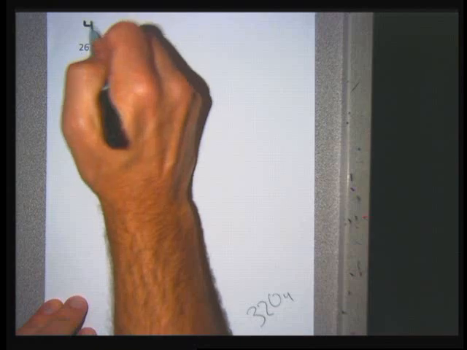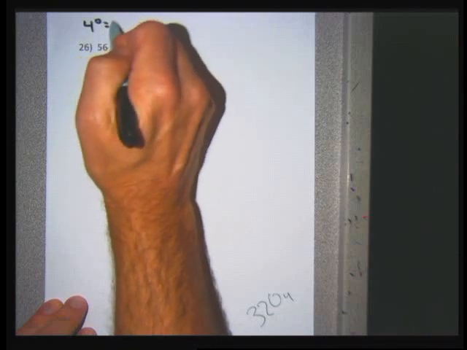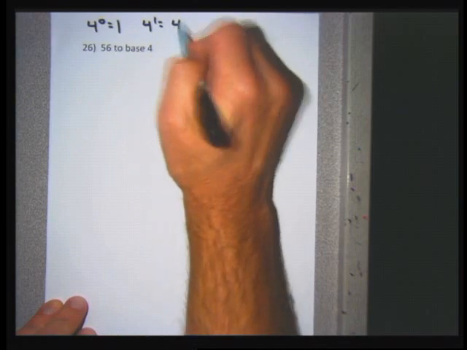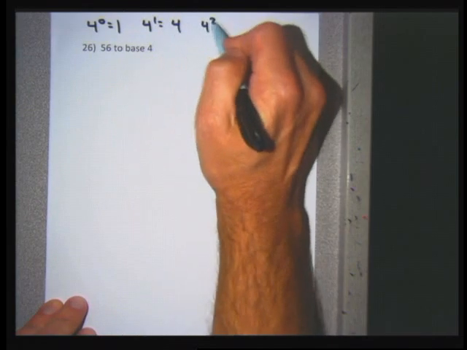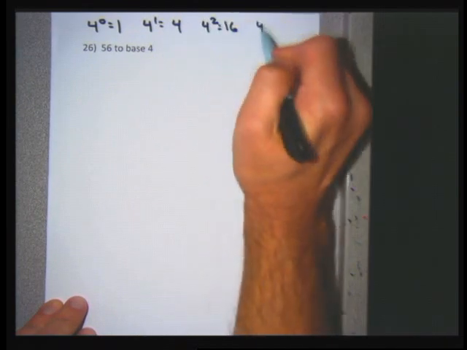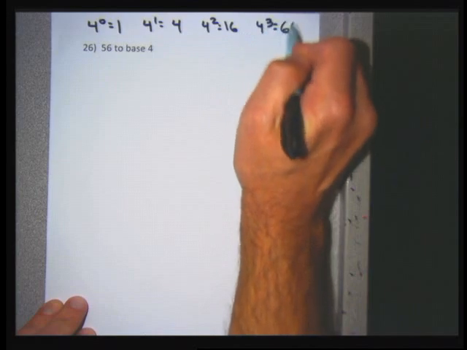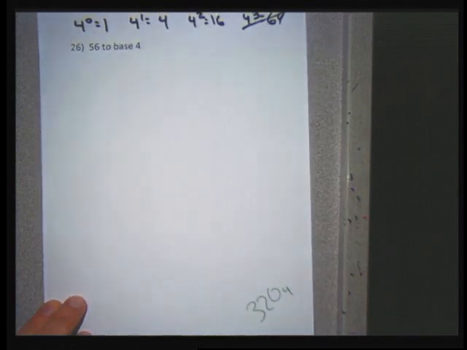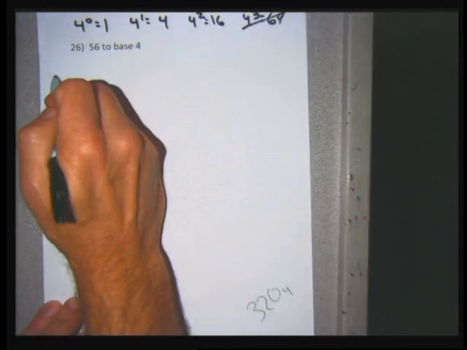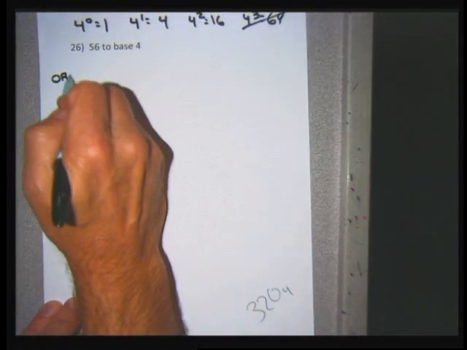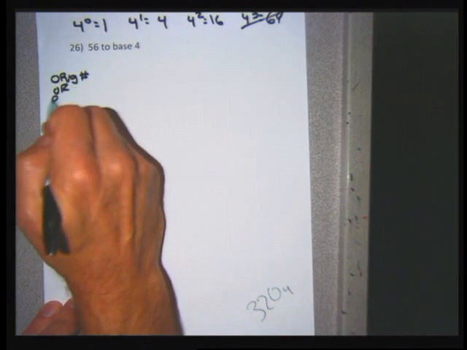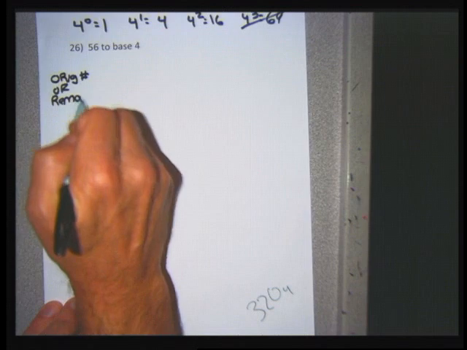I need 56 to base 4, so I need my powers of 4. 4 to the 0 is 1. 4 to the 1 is 4. 4 squared is 16. 4 cubed is 64. 64 is too big. My table's going to have 3 columns. So I'm going to start off with the original number, or the remainder, which at first is the original number, then it becomes the remainder.